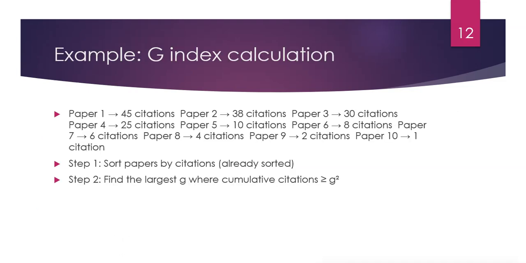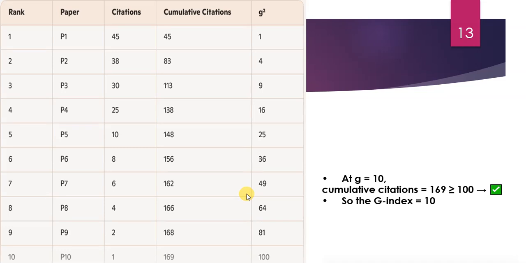Okay, go to the example. For example, suppose a researcher has 10 papers with these citations. In step 1, we sort papers by citation, already sorted. Then find the largest G where cumulative citation is at least G squared. So we calculate G squared here: 1, 4, 9, 16, 25, 36, 49, 64, 81, and 100.